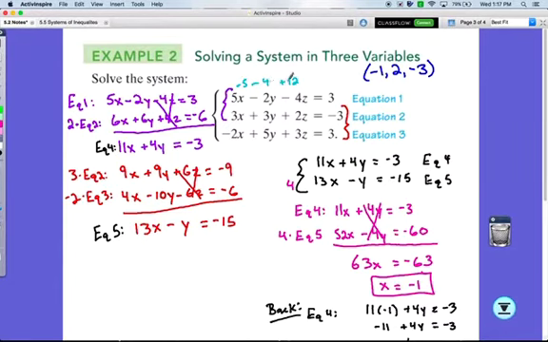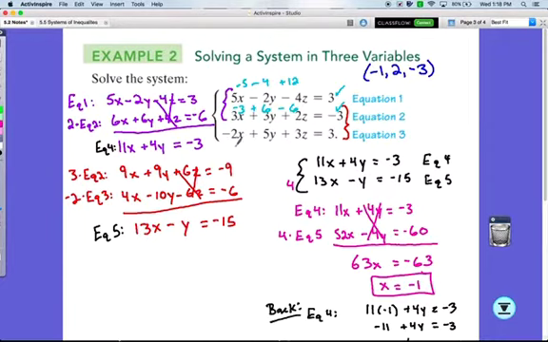-5 minus 4 plus 12, that does give me 3. So equation 1 works. Equation 2, 3 times the -1 would be -3. All right, 3 times 2 would be 6. 2 times -3 would be -6. So -3 plus 6 minus 6 is going to give me -3. That works. Let me try the last one.